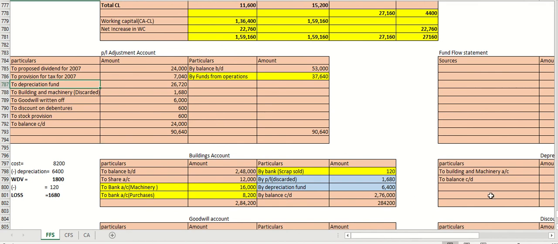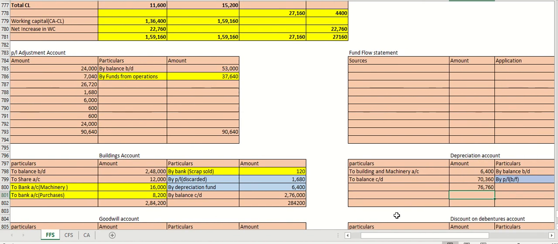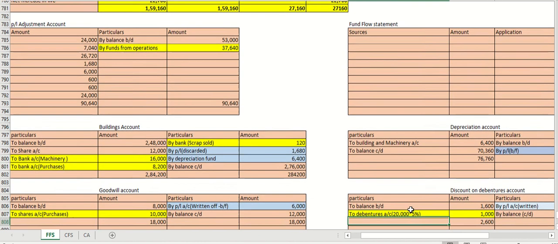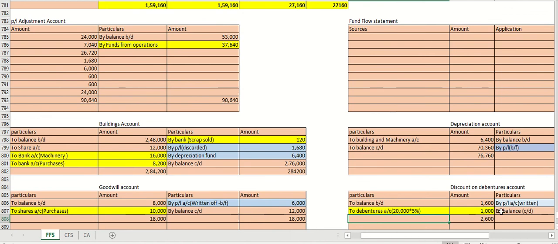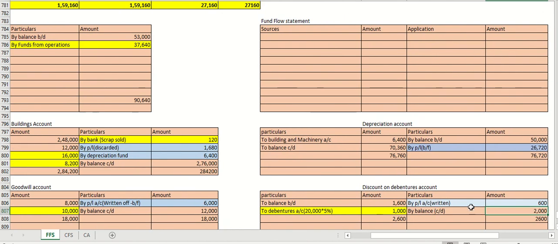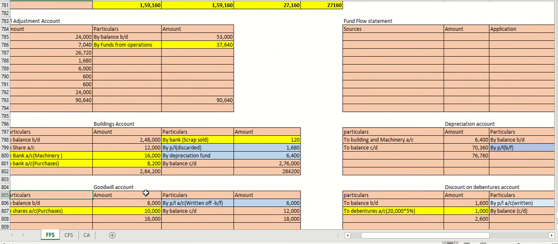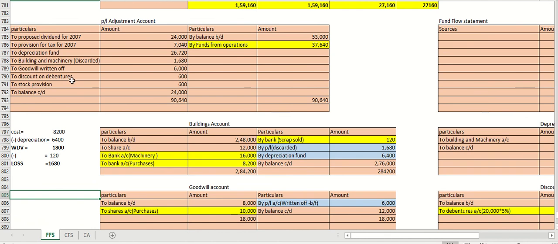Moving on to the discount on debentures, which is 600. By profit and loss account, 600, which will be shown up as to discount on debentures, 600. And goodwill account, by profit and loss account, balancing figure 6,000 is your goodwill written off of 6,000. So you have a debit balance of 37,640, which is your funds from operation.